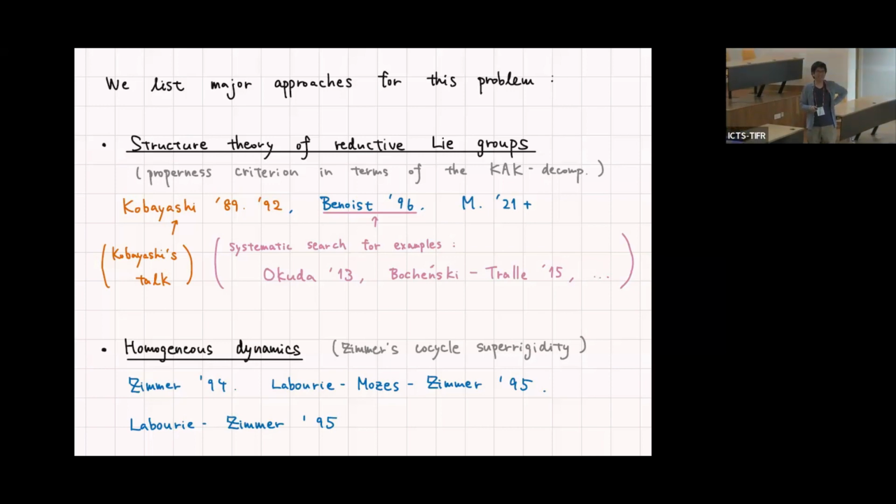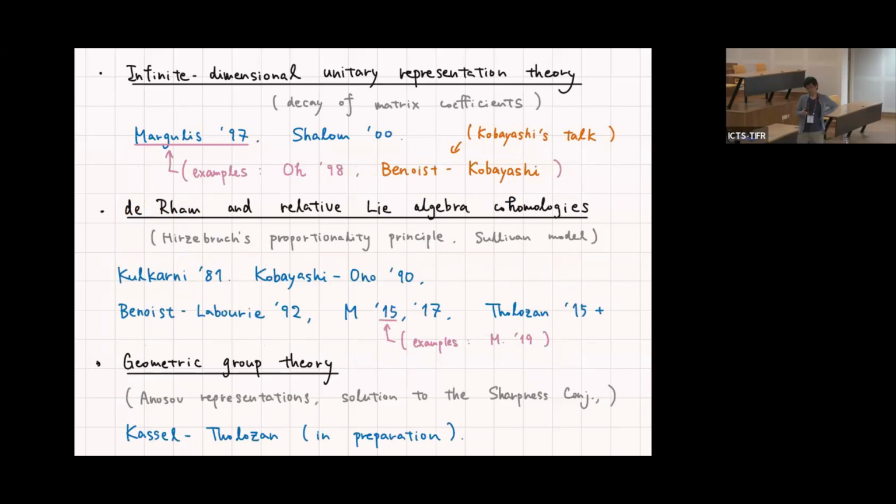Sorry. Okay, and also there is a method using homogeneous dynamics, like Ratner's orbit closure theorems and Zimmer's cocycle superrigidity, which was first done by Zimmer and then Labourie and Mozes. And there is another method, also mentioned in today's Kobayashi talk, about infinite-dimensional unitary representations. Decay of matrix coefficients gives you some result. It was first done by Margulis, and Shalom did a different kind of result. And the systematic search for examples to which Margulis's method applies was done by Oh and then Benoist and Kobayashi. This was also mentioned in this morning's Kobayashi talk.